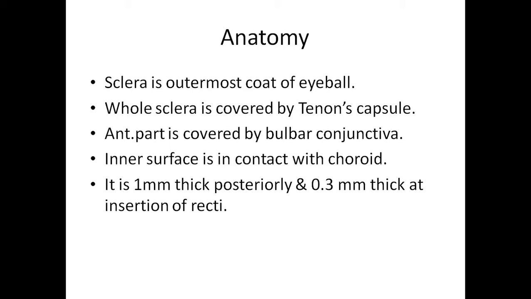The anterior part is covered by the bulbar conjunctiva. The inner surface of the sclera is in contact with the choroid. It is 1 millimeter thick posteriorly, and at the insertion of the recti, it is thinnest. It is 0.3 mm thick.